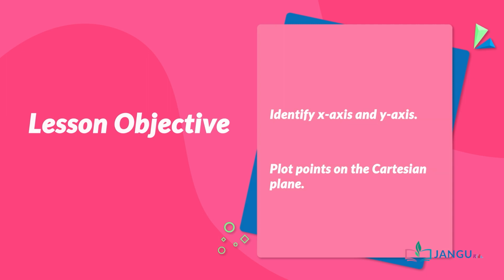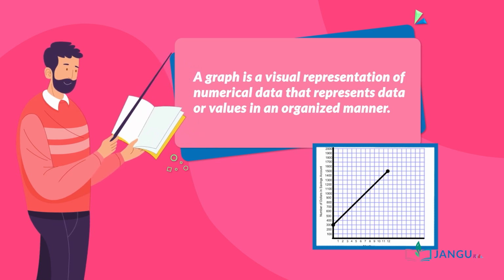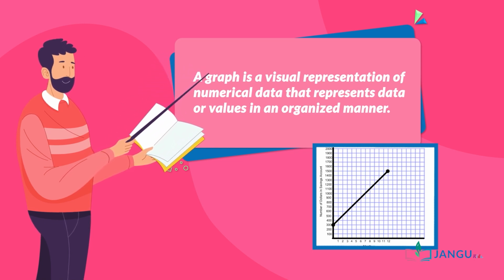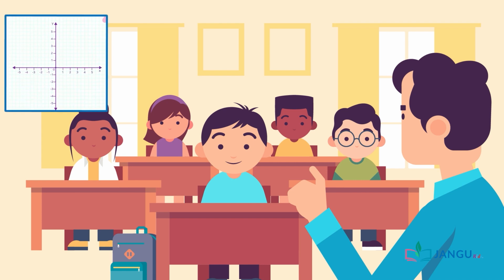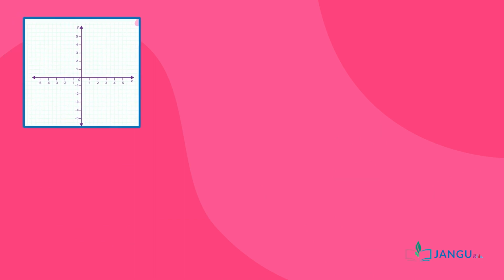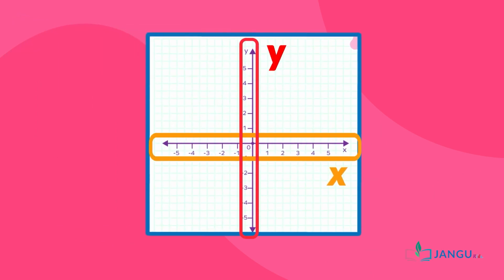Alright, let's begin. A graph is a visual representation of numerical data that represents data or values in an organized manner. The points on the graph often represent the relationship between two or more things. For example, the number of girls and boys in a classroom can be plotted on a graph. Therefore, it is important to know how to identify x and y axis on the Cartesian plane.